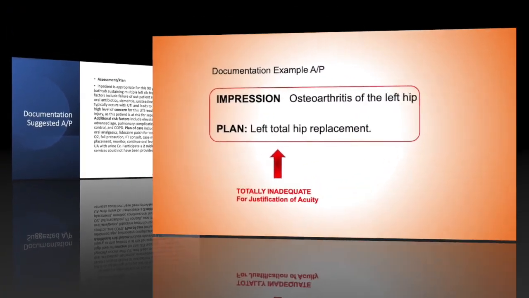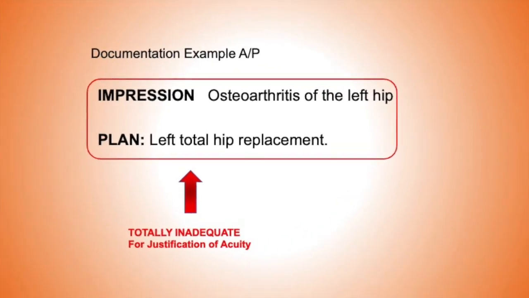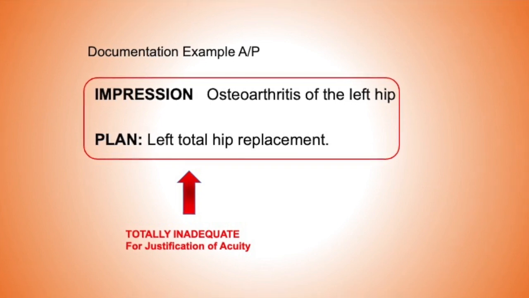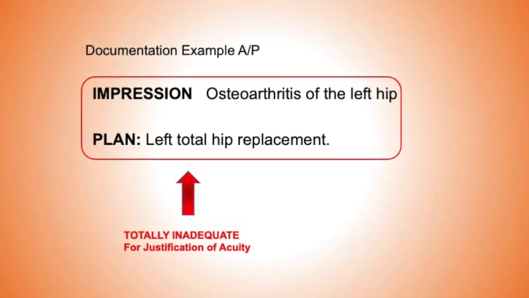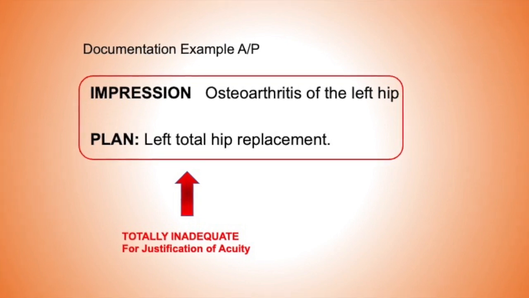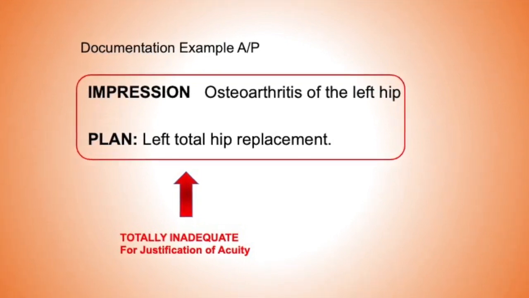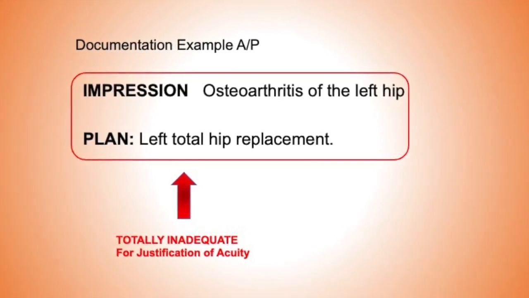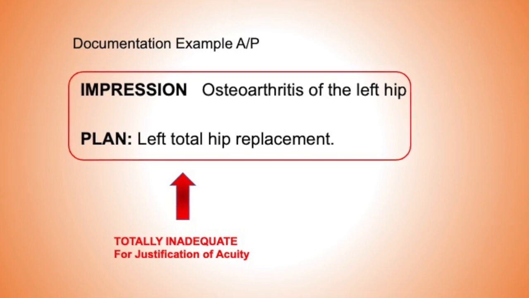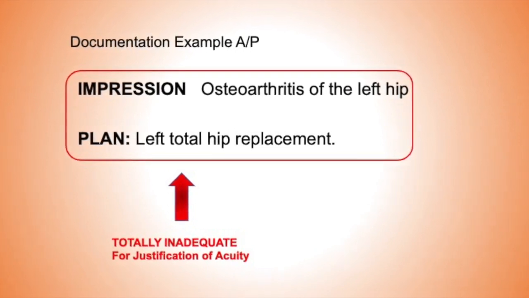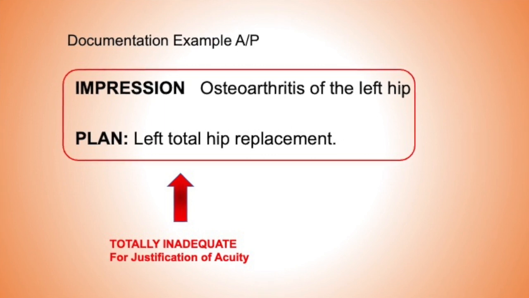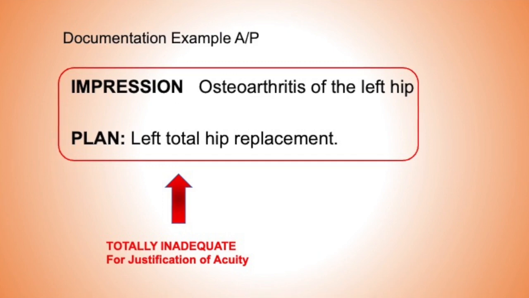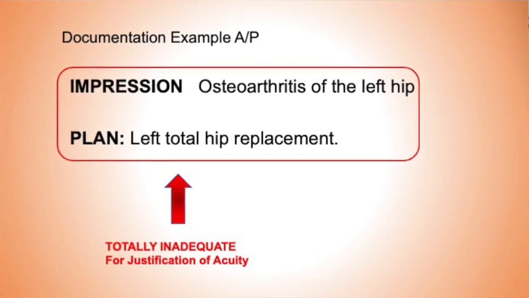Another very simple documentation example, and it's not that I'm picking on the orthopods, but this is what is typically seen, although many of their procedures have been taken off the inpatient-only list now and are considered appropriate only for outpatient care. But impression, osteoarthritis of the left hip, plan, left total hip replacement. That's adequate in today's world since these procedures have been taken off of the inpatient-only list, but there are occasional joint replacements that are appropriate for an inpatient level of care, although rare.